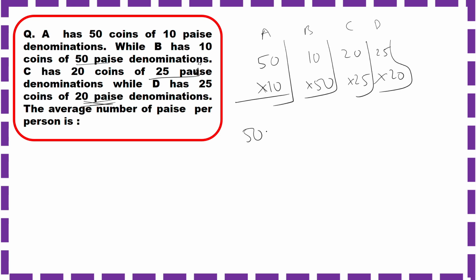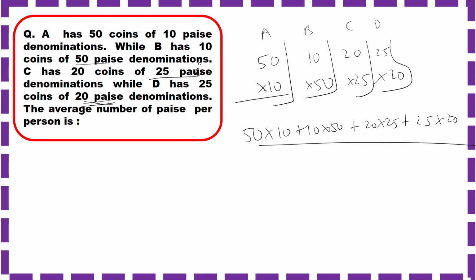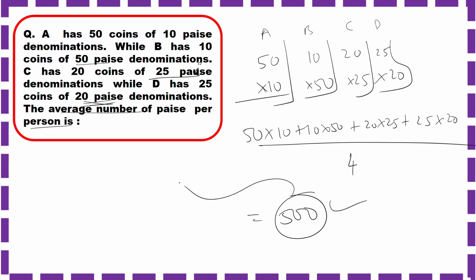So simply write like this: 50 into 10 plus 10 into 50 plus 20 into 25 plus 25 into 20. So how many are there? A, B, C, D. So 4 people. Divided by 4. So 500 after calculation. You'll get this value. So what is 500? 500 is the average number of pies per person. So we assume that A has 500, B has 500, so each and every person has 500 each.